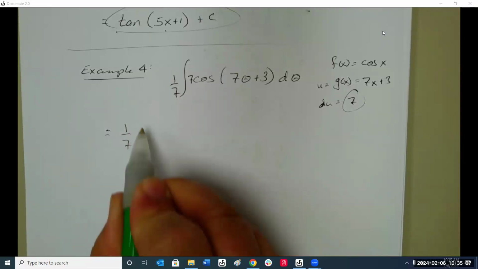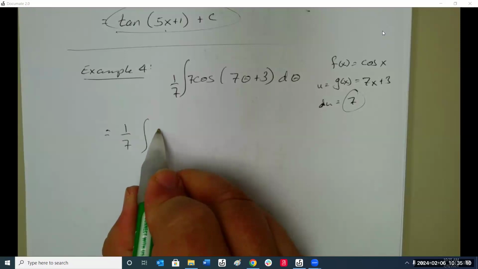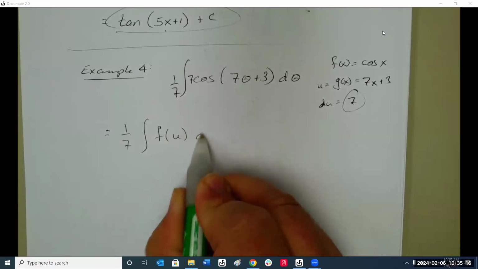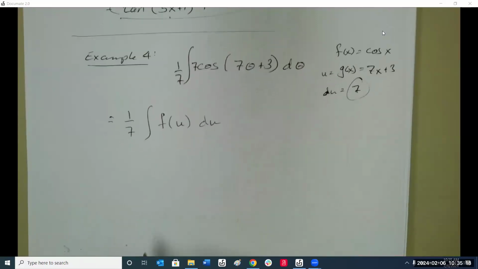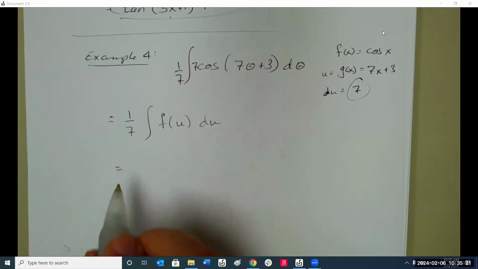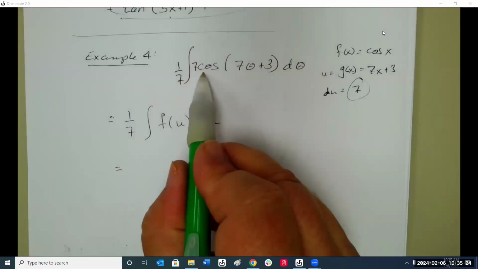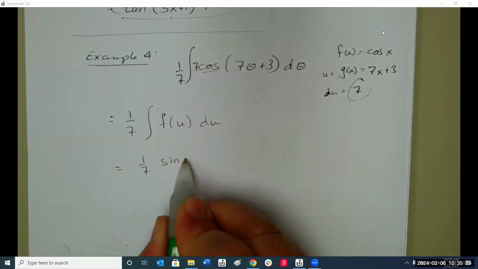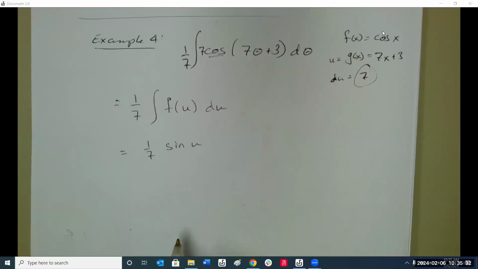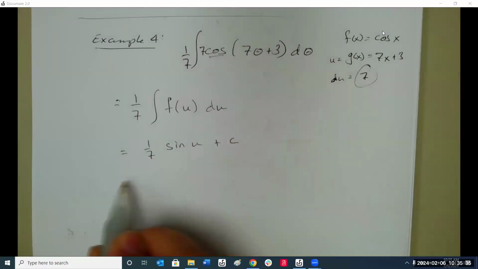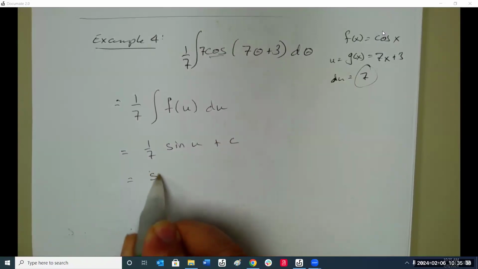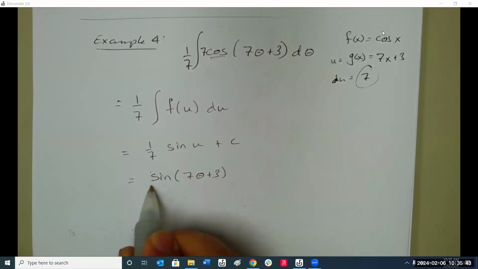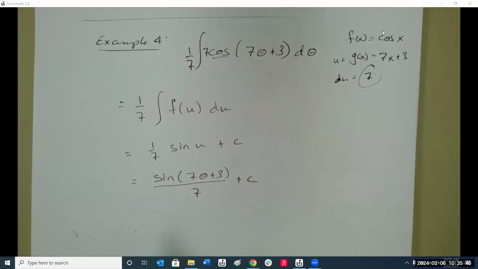So we have 1/7 integral of f of u du. So the integral of cosine is sine u plus c. So we have sine of 7 theta plus 3 over 7 plus c.